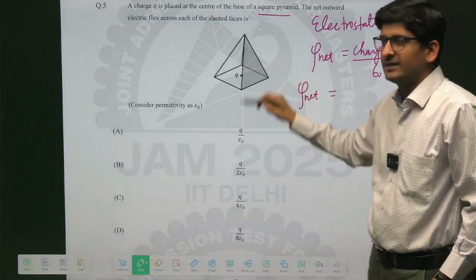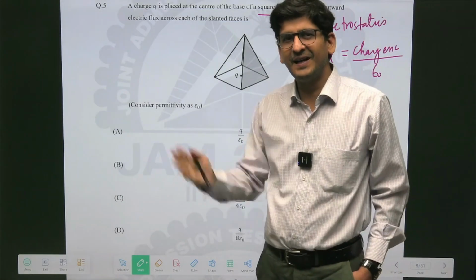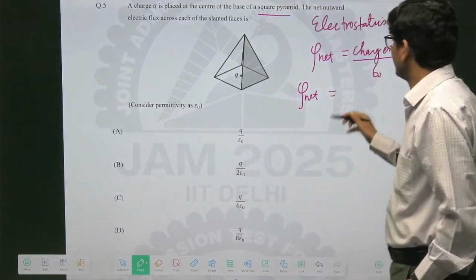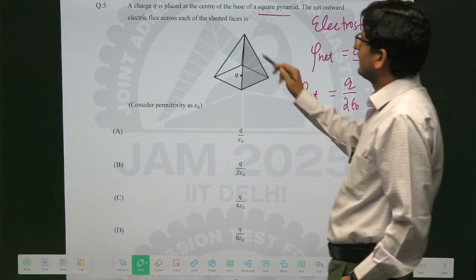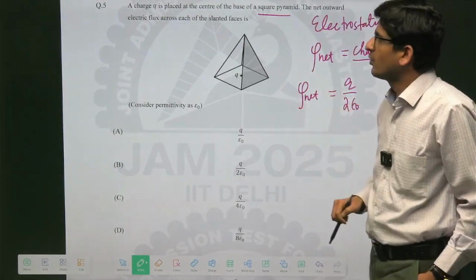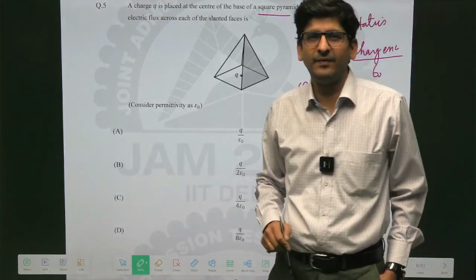So how much charge is enclosed? Because this charge is at the boundary, half of the charge is inside and half of the charge is outside. So this will become Q by 2 epsilon naught. And now they are asking about the net outward electric flux across each of the slanted faces.